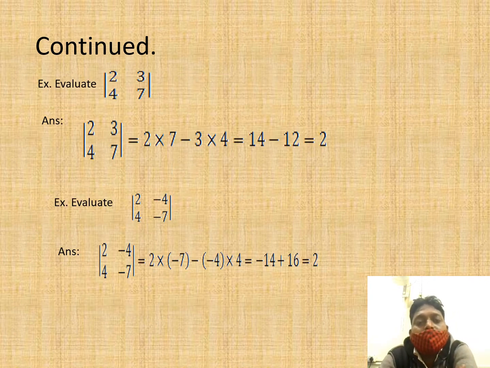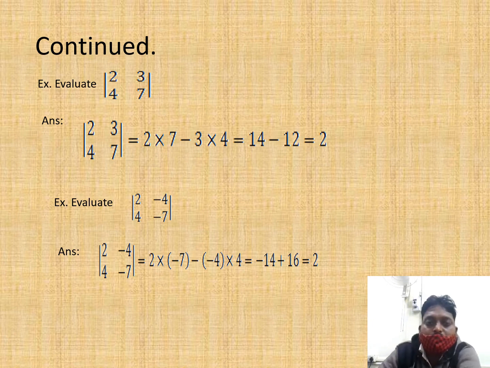Here one can easily find the determinant of 2, 3, 4, 7. Use that formula AD minus BC. Here A is 2, B is 3, C is 4 and D is 7. That becomes 2 into 7 minus 4 into 3. Becomes 14 minus 12 equals to 2.